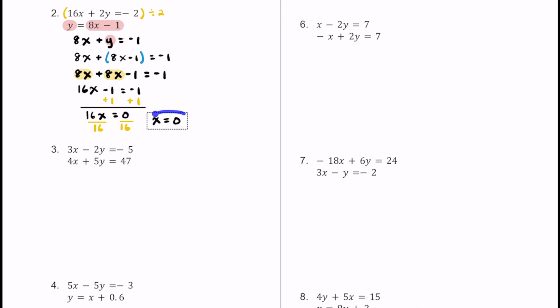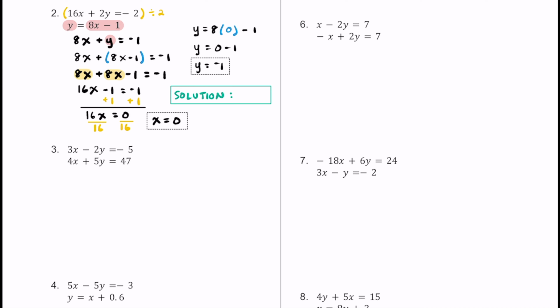Now that we know x is equal to 0, I think the easiest thing to do is substitute it into this second equation, or bottom equation, to solve for y, since y is already isolated. So if we do that, we're going to have y is equal to 8 times this 0 that we just found for x. So let's write that, 8 times 0 minus 1. Now 8 times 0 is just going to be 0, so we're going to have y is equal to 0 minus 1. 0 minus 1 is negative 1, so now we have our y value.